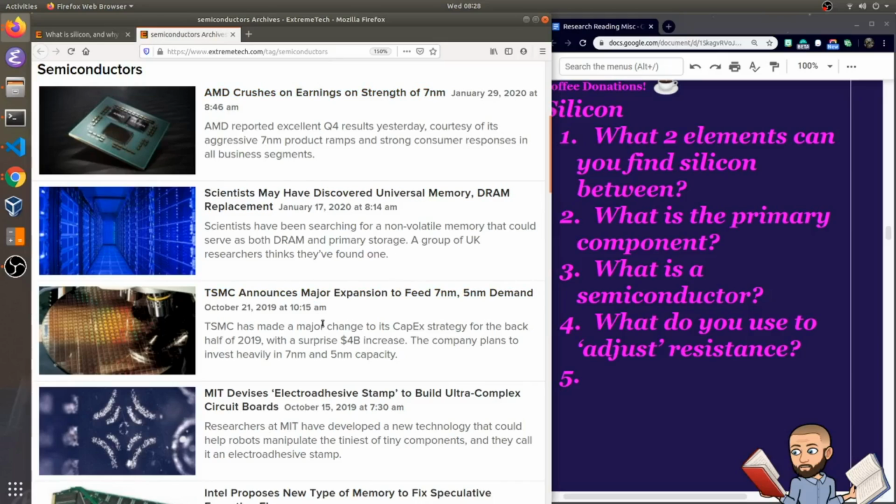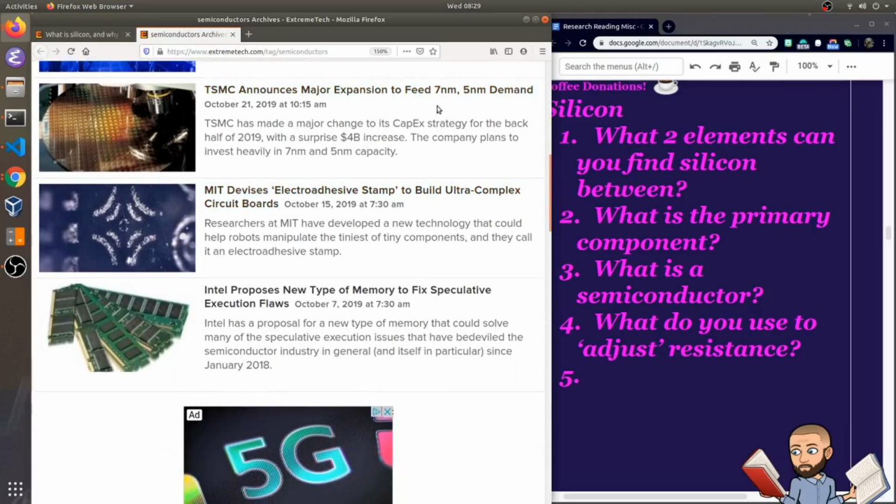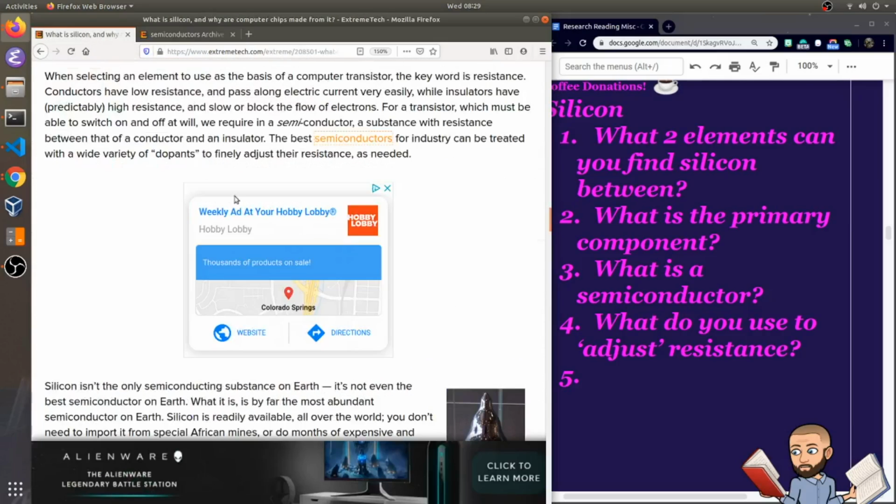And when I click that link, at the time of this recording, January 29th, 2020, here are the headlines on Extreme Tech about semiconductors. It says AMD crushes on earnings on strength of 7nm chips. I'm a shareholder of AMD, so I'm always rooting for their success here. Second headline says scientists may have discovered universal memory, DRAM replacement. Oh, that's an interesting one I need to read. Down here, TSMC announces major expansion to feed 7nm, 5nm demand. The next one is MIT devises electrode adhesive stamp to build ultra complex circuit boards. And our last one, just real quick, Intel proposes new type of memory to fix speculative execution flaws. All articles I really want to read.